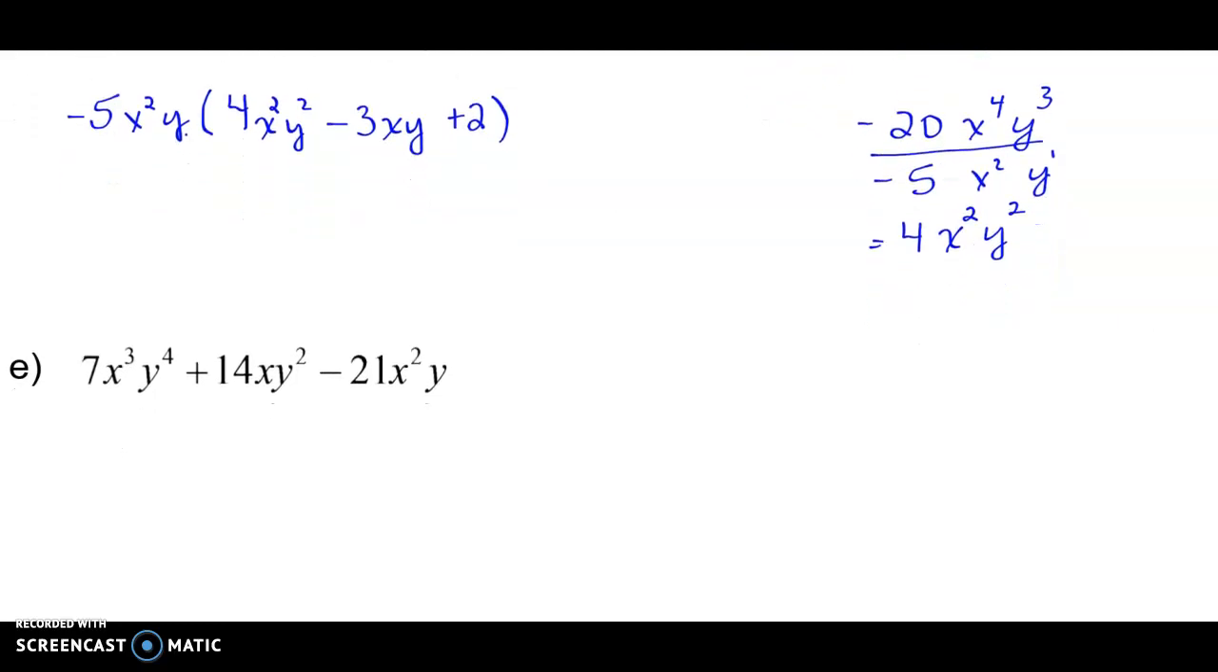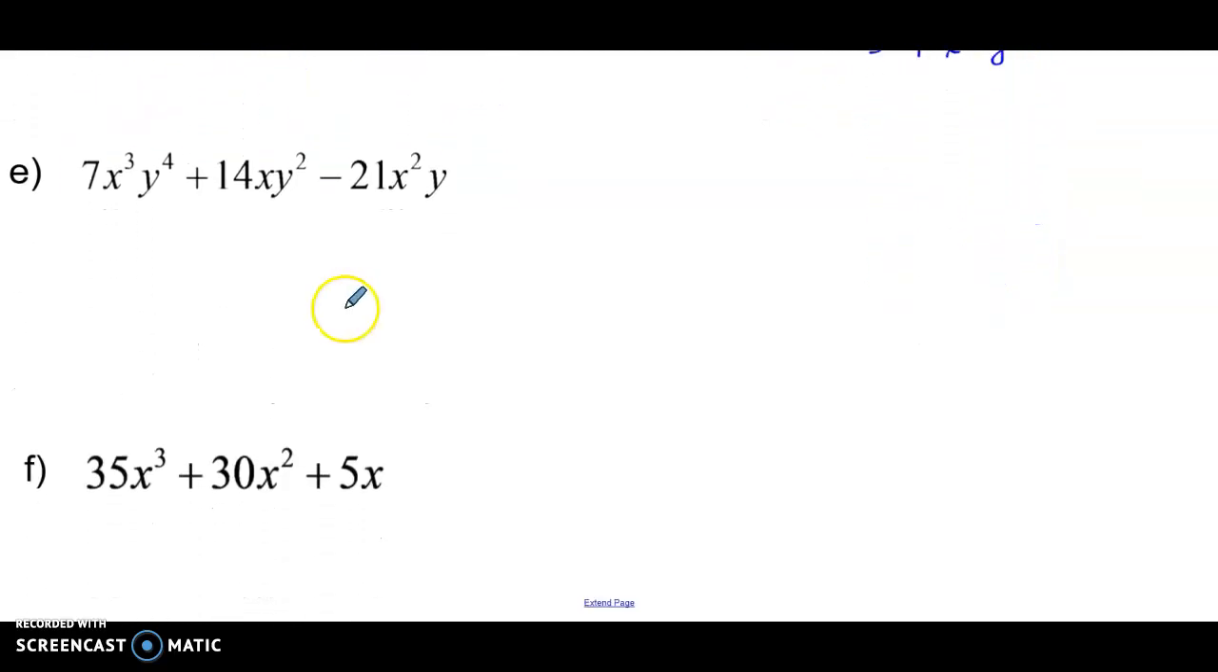All right, that's a lot of thinking in one question, so feel free to pause, go back, and rewatch as we go. Part E, we're going to look for the greatest common factor between 7, 14, and 21. That greatest common factor is 7. Between x cubed and 1x and x squared, the lowest power is 1x. Y to the 4, y squared, and y to the 1, the lowest power is y to the 1. My GCF is 7xy.